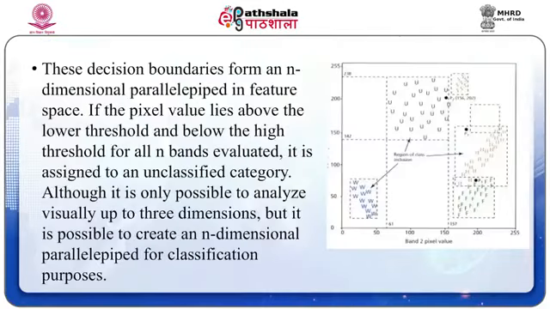These decision boundaries form an n-dimensional parallelepiped in a feature space. If the pixel value lies above the lower threshold and below the high threshold of all n bands evaluated, it is assigned to that class; otherwise it is assigned to an unclassified category. Although it is only possible to analyze visually up to 3 dimensions, it is possible to create an n-dimensional parallelepiped for the classification process.